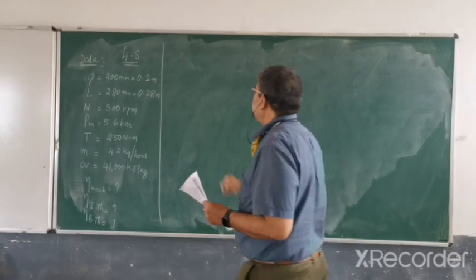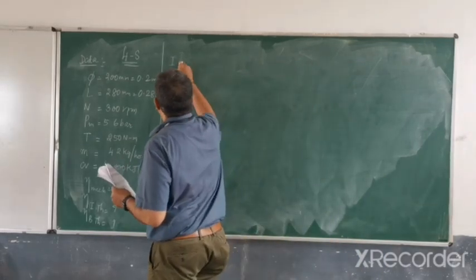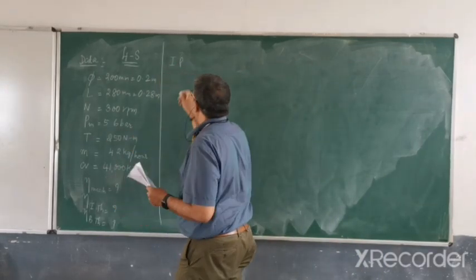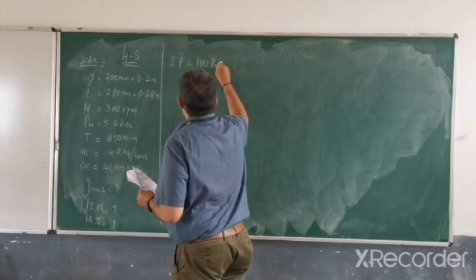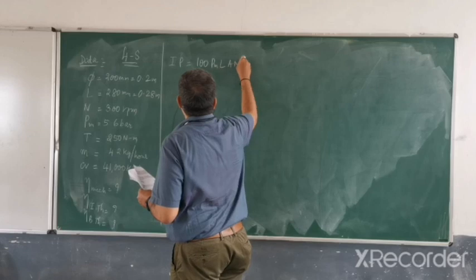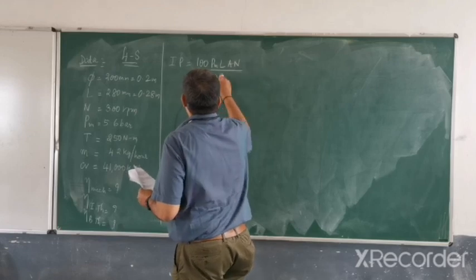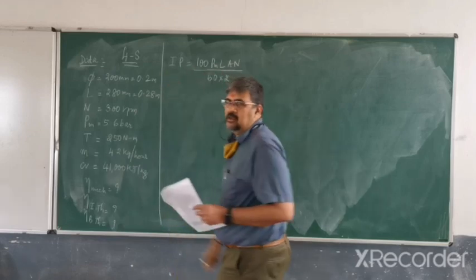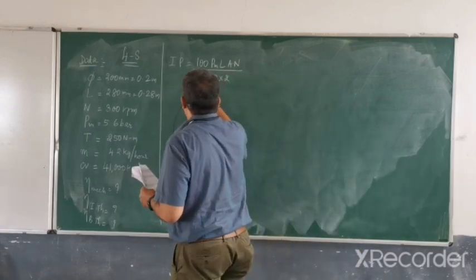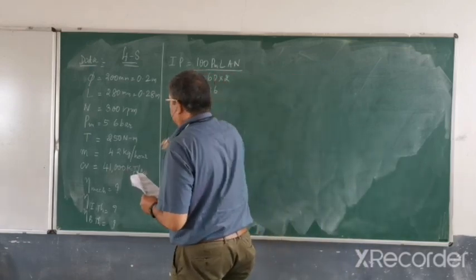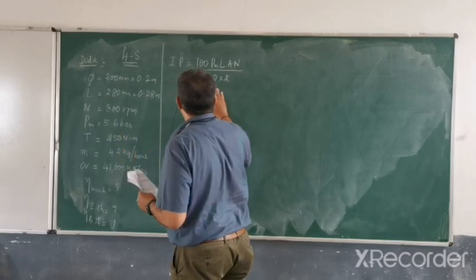Now we can find out the indicated power. Since it is a 4-stroke engine and the mean effective pressure is given in bar, we can write it as 100 p_m L A N divided by 60 into 2, because it is a 4-stroke engine. So we will write this as 100, p_m, the mean effective pressure, is given as 5.6 bar.